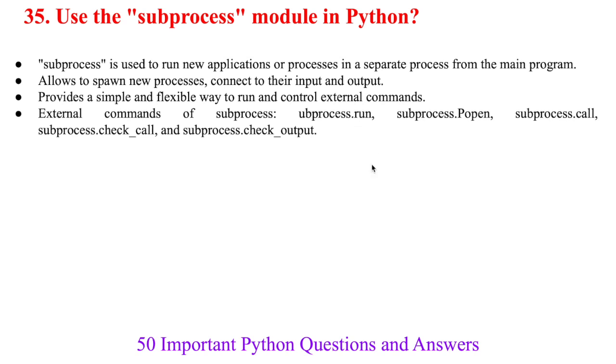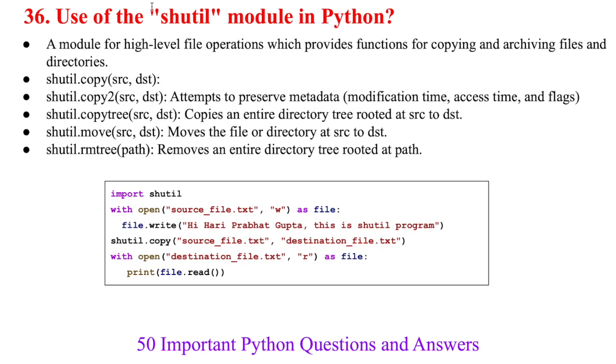These functions can be used to run commands and scripts in a variety of contexts, including running shell commands, executing external programs, and even interacting with web services or APIs. We can conclude that the subprocess module in Python provides a simple and flexible way to run and control external commands and applications, allowing you to spawn new processes and connect to their input-output streams from within the Python code.